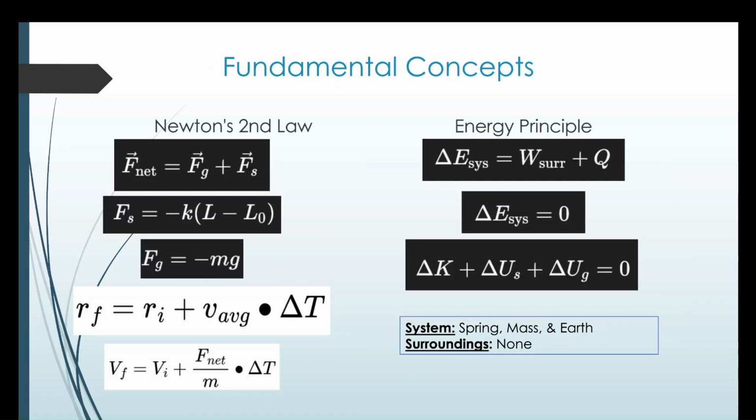Some fundamental concepts of physics applied are Newton's second law, which we use to derive the position and velocity formulas that we applied in the computational model. We also have the energy principle, which in our case will transfer the work done from the surroundings into our potential energies. So our total change in energy will be zero, and our potential energies will be the kinetic energy, the spring energy, and the gravitational energy. So now our system consists of the spring, mass, and the Earth, while we have nothing in our surroundings.